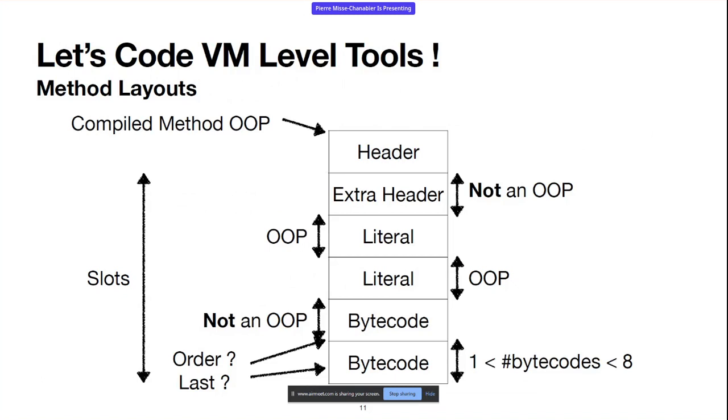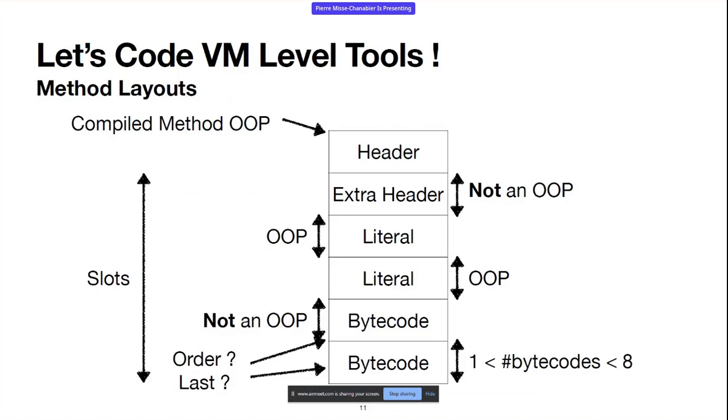And therefore, when you want to iterate over the slots of a compiled method, you have to take into account that you have an extra header, and you have bytecodes that you cannot iterate over, which are not OOPs. So this complicates how you manipulate that memory structure directly.